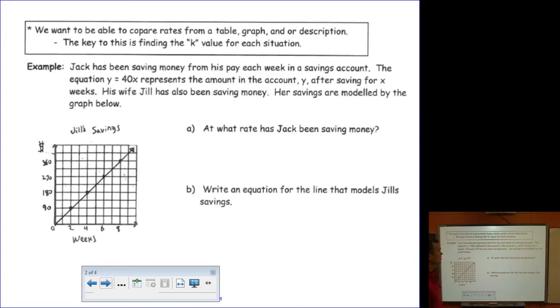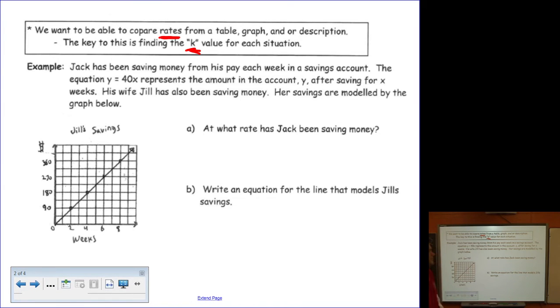All right, we also want to be able to compare rates, whether we're given a table, a graph, or a story problem description. We want to be able to compare rates to see which one is greater, which one is less. The key to this, I think, is finding the k value, since, of course, the k value is the rate, right? So I've got an example of that for you.